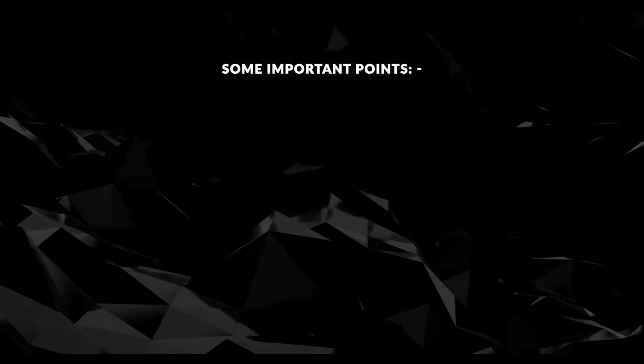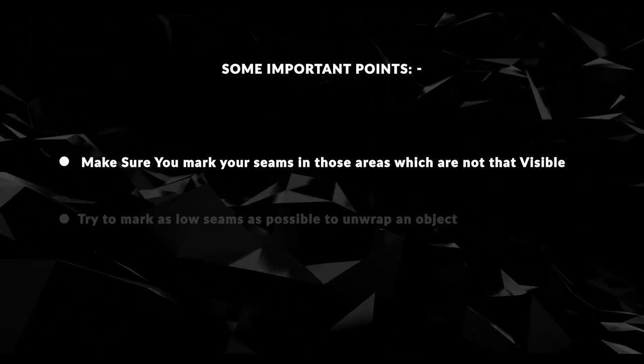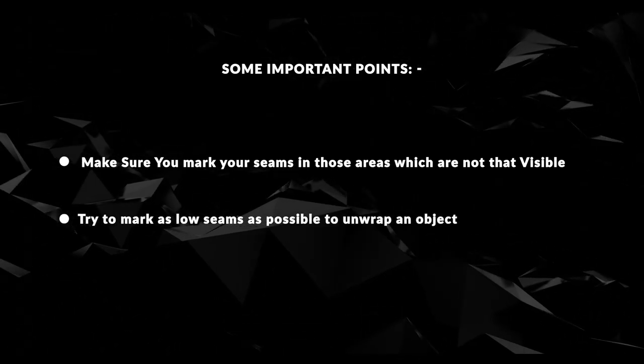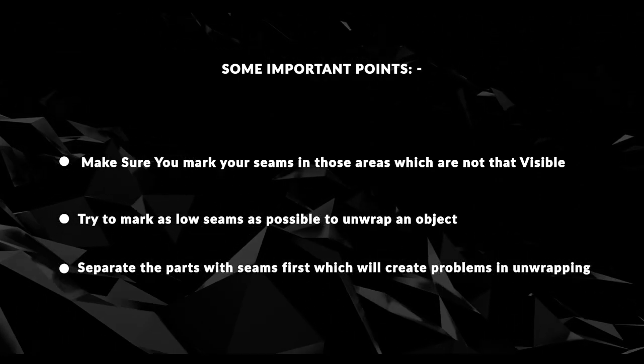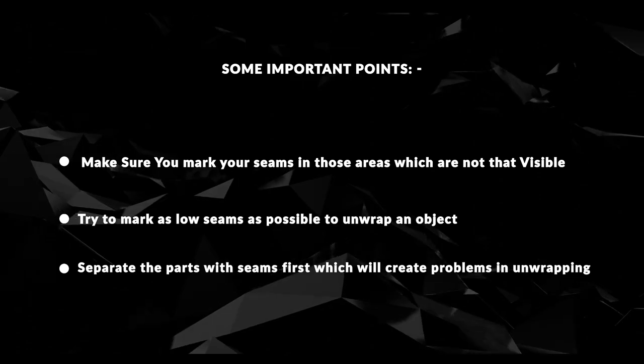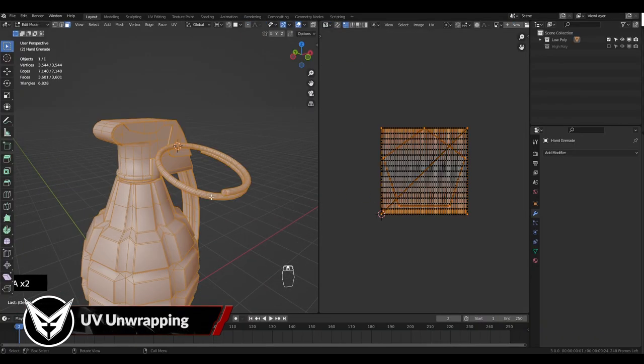Some important points: make sure your seams are in areas which are not much visible. Try to make as few seams as possible to unwrap the object. Try to separate first, with seams, those parts which are making problems in unwrapping. Now let's do the UV unwrapping process.